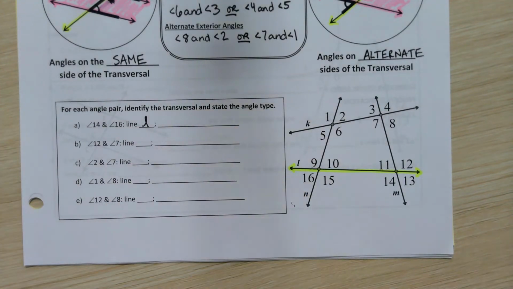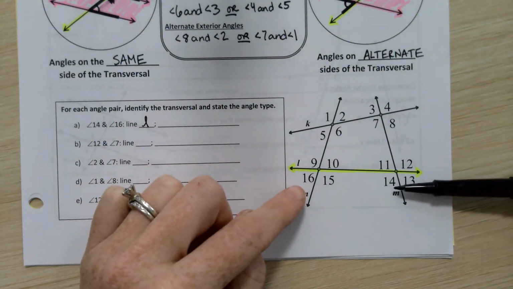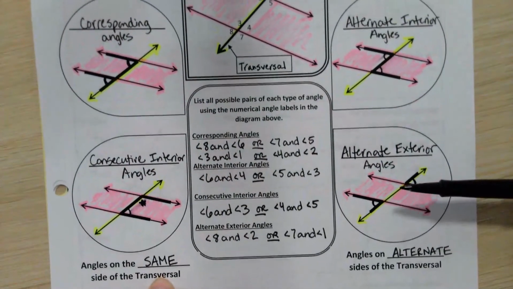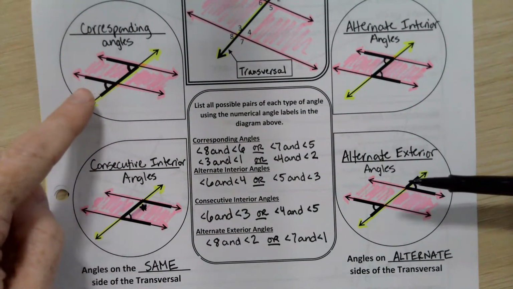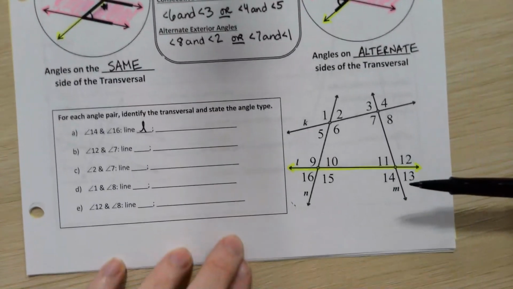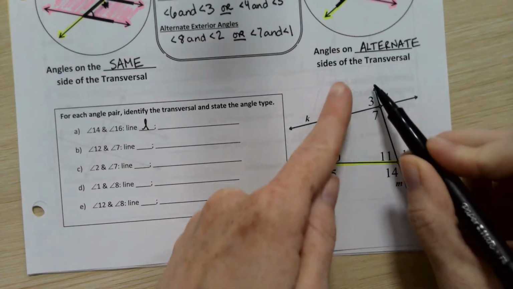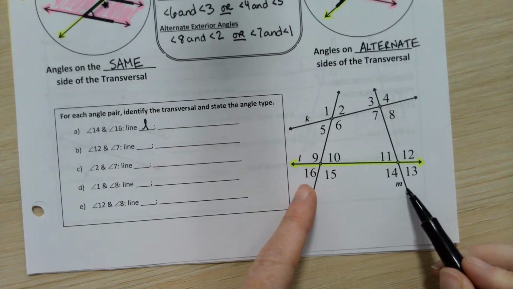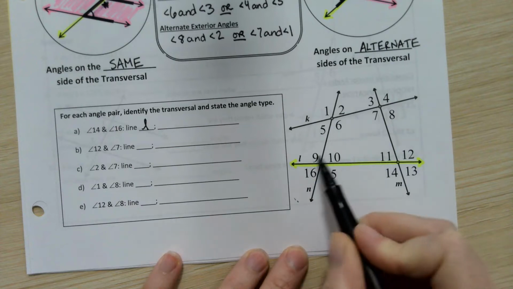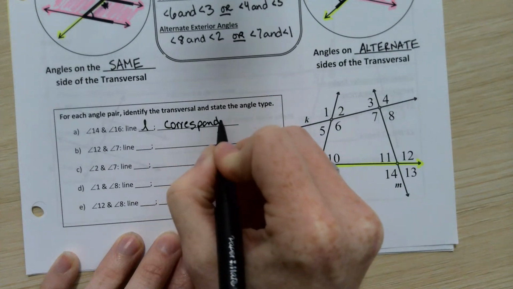So when we're investigating line L, we can see that 14 and 16 are both below the line. So they're on the same side of the transversal, which means our choices are either that they're corresponding if one's interior and one's exterior, or they're consecutive interiors if both are interior. So if I'm looking at these other lines, it looks like 14 is trapped in that interior space, but 16 is not. This is like the bottom left out of that little group, and so is 16, bottom left. These would be an example of corresponding angles.